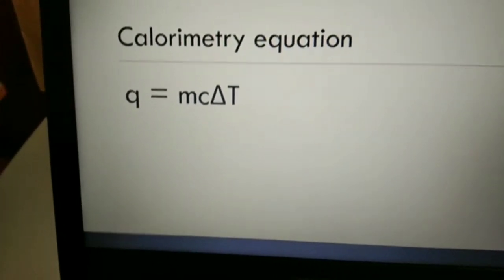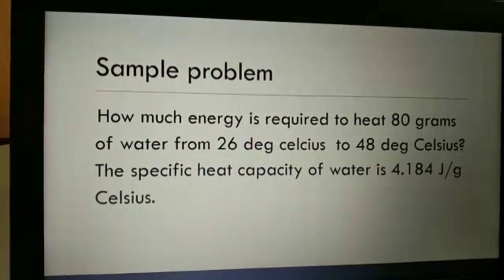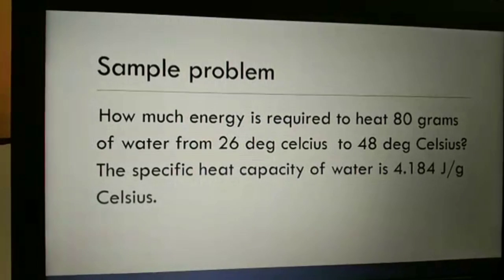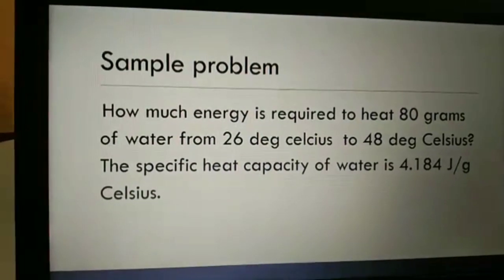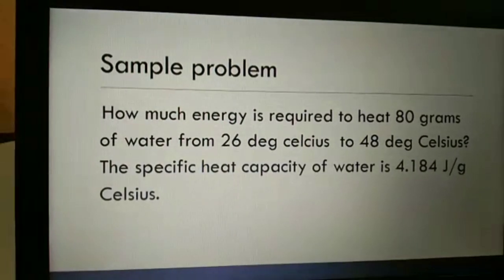Here's a sample problem. How much energy is required to heat 80 grams of water from 26 degrees Celsius to 48 degrees Celsius? The specific heat capacity of water is 4.184 joules per gram degree Celsius.